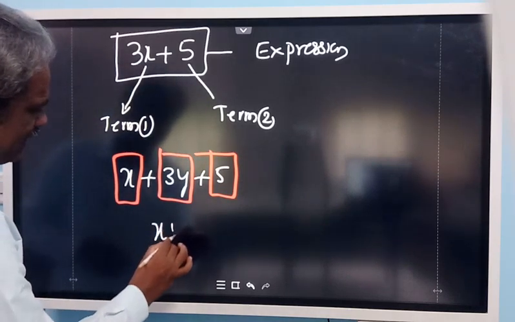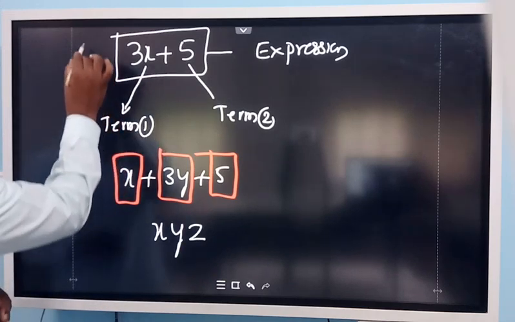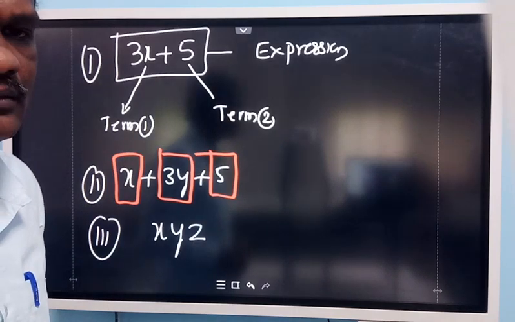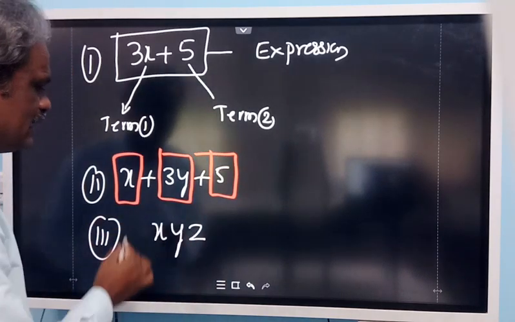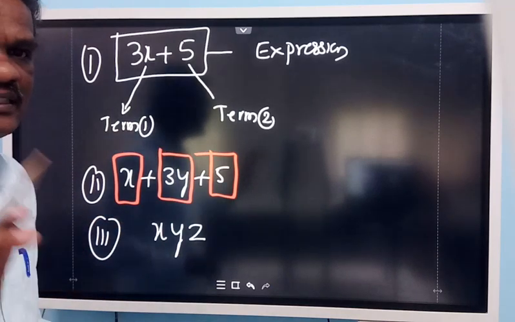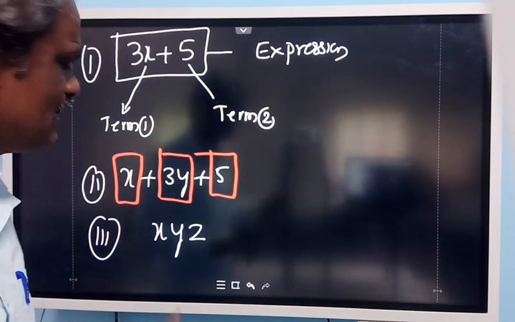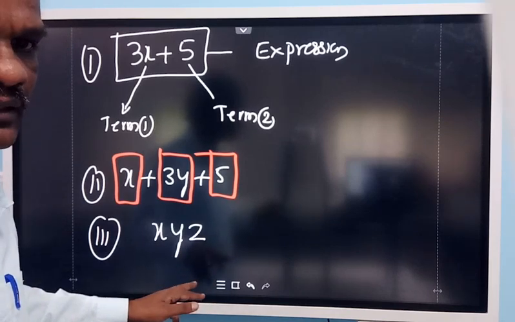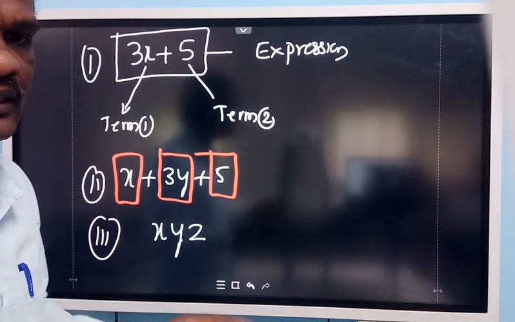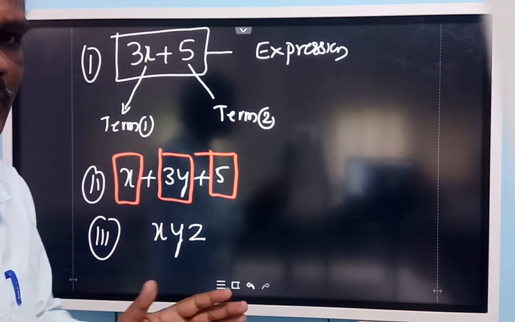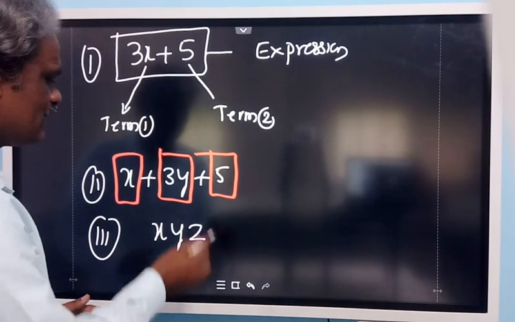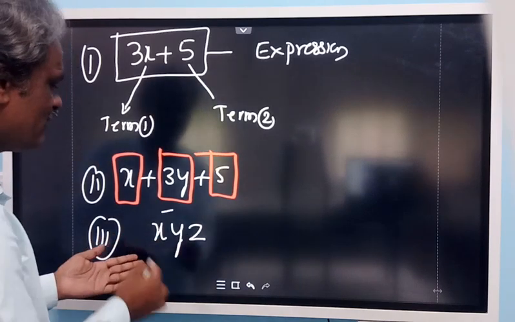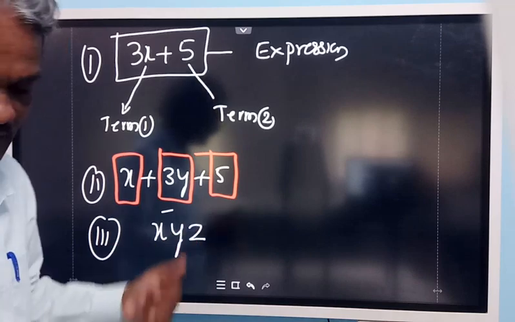Another one I will write, xyz. How many terms is it having? This is example 1, 2 and 3. xyz. How many terms are we having here? Only one term. We have 3 variables, but it is only one term because it is not separated by either a positive or negative sign. So when you are multiplying or dividing, it will not separate into two terms. It forms only a single term. Terms are formed by the product factors. So xyz is formed by three factors: x, y, and z.